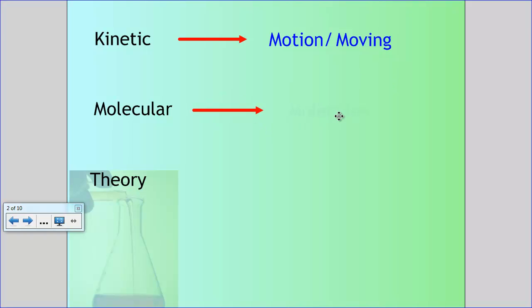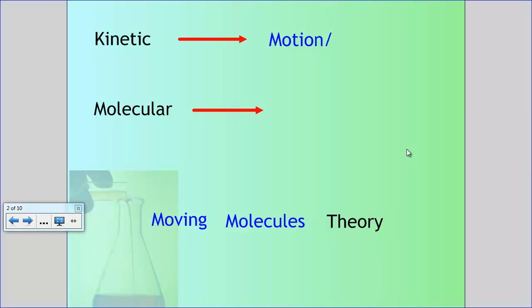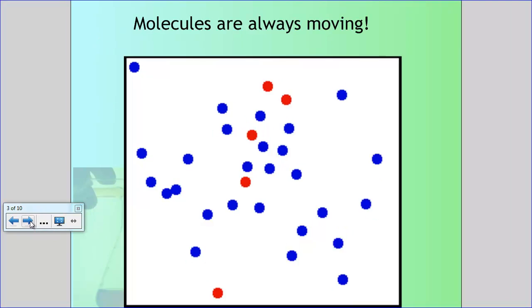Molecular obviously means that we're referring to molecules. Molecules are the things that make up matter. Atoms make up molecules. Molecules make up most matter. That's the fundamental basis of matter that we've been talking about. So if we took the idea of kinetic molecular theory, we could change this to the moving molecules theory. Just keep in your mind that everything we're going to be talking about is about molecules in motion.